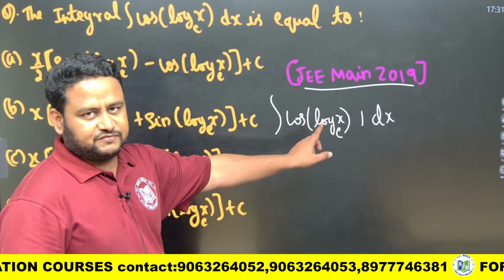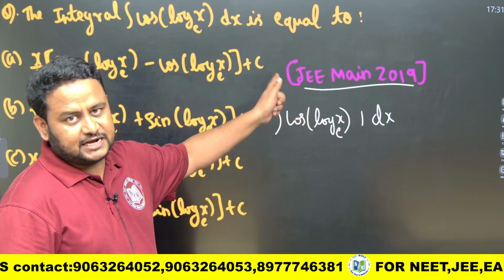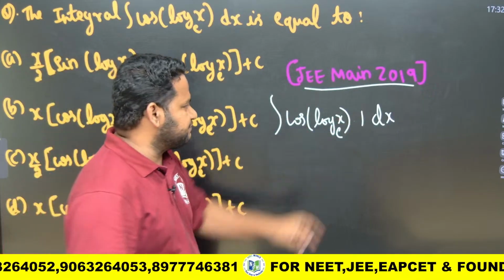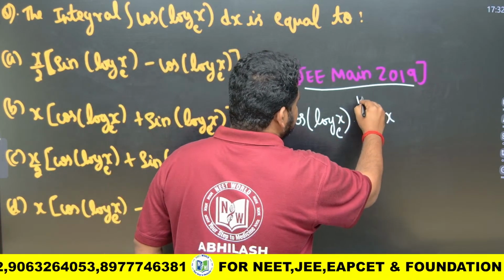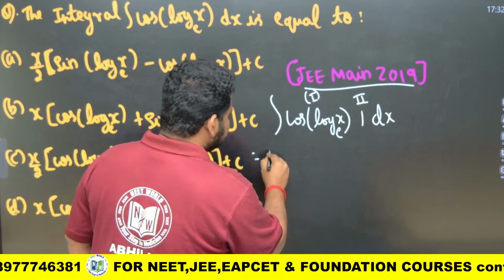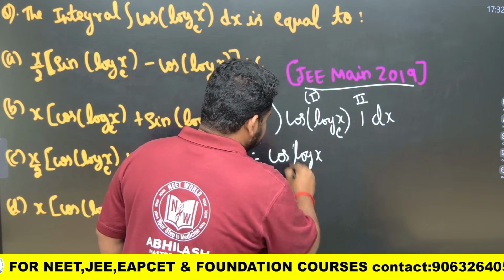Now 1 can be taken as an algebraic function, and as per the ILATE order, the algebraic function should be taken as the first function. But here, instead of taking it as the first function, I am taking it as the second function, and cos log x I am taking as the first function. Now if I integrate, what will I get? That is, I am applying integration by parts.